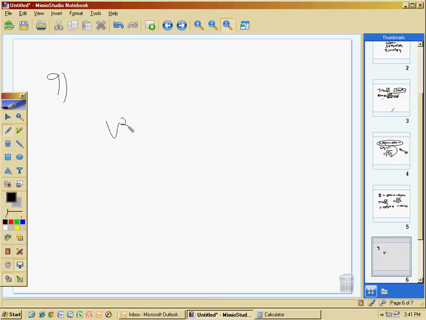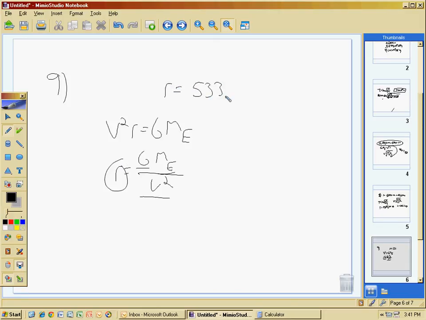We're solving for the radius. So we had this equation solved out for the radius, which gives us G mass of the Earth over v squared. It gives us velocity is 10,000. We know G, we know m_e. Plug it in, get r. You should get a result of 533.6 meters. So that better be a pretty dense planet.